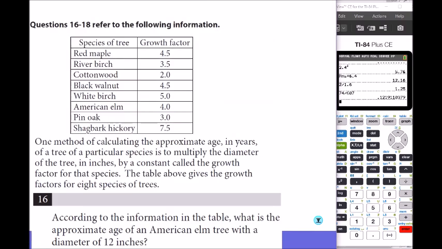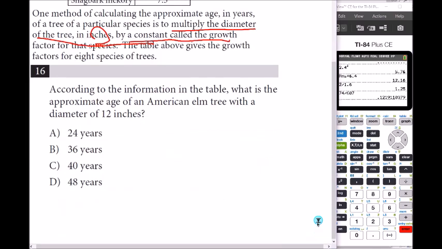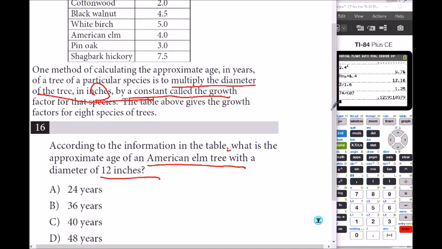16. One method of calculating the approximate age in years of a tree of a particular species is to multiply the diameter of the tree in inches by the constant that's given. The table above gives the growth factor for 8 species. So according to the information in the table, what is the approximate age of an American elm tree with a diameter of 12? So you multiply versus American elm tree. So it's 4. So you do 12 times 4, which is 48. So it is D, 48.